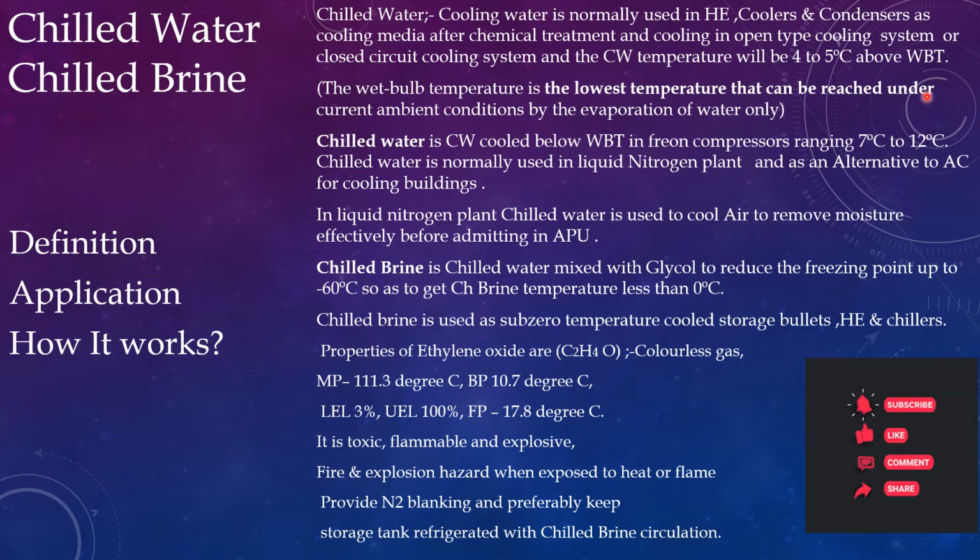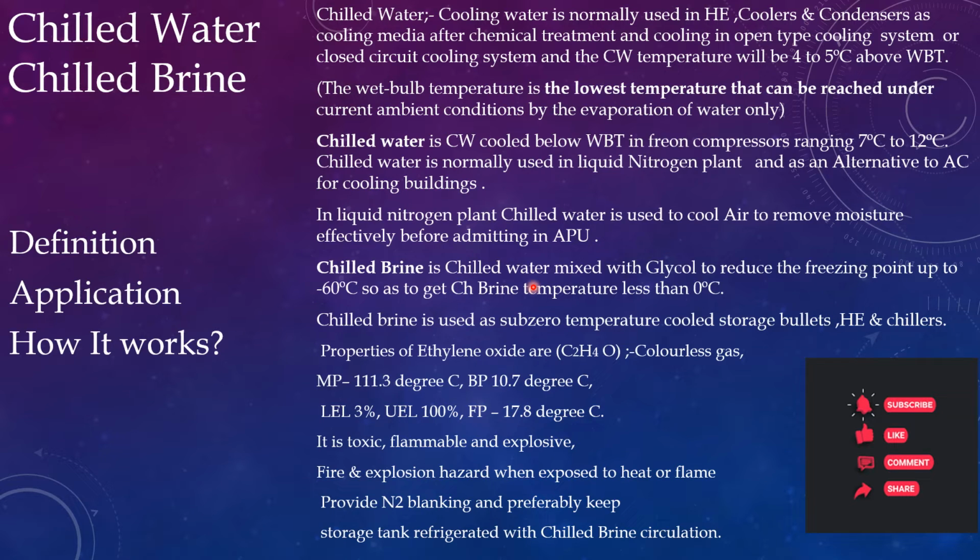Wet bulb temperature cannot be reached by means of a cooling tower. So we can get the cooling water 4 to 5 degrees centigrade above the wet bulb temperature only. The chilled water temperature will be well below the wet bulb temperature and it will be used in the liquid nitrogen plant to cool the air to remove moisture effectively before entering the air purifier unit.